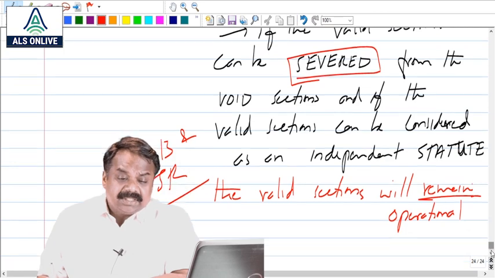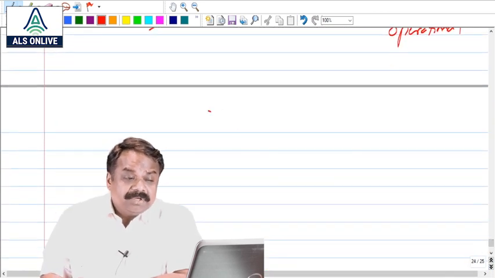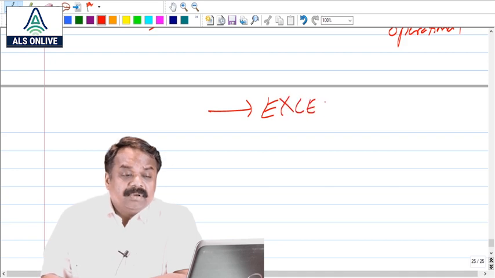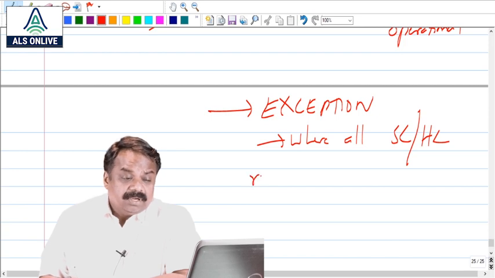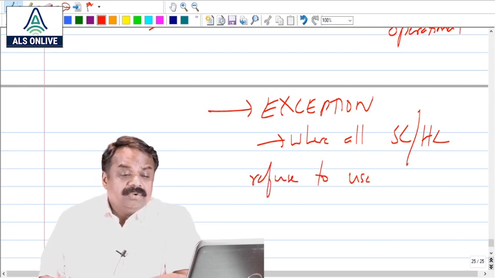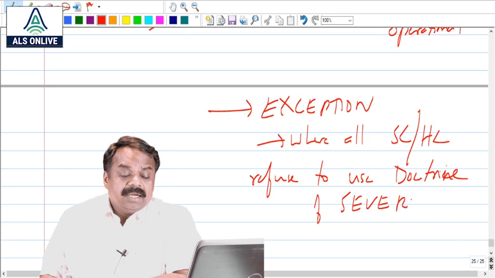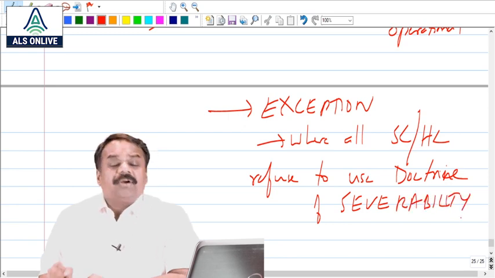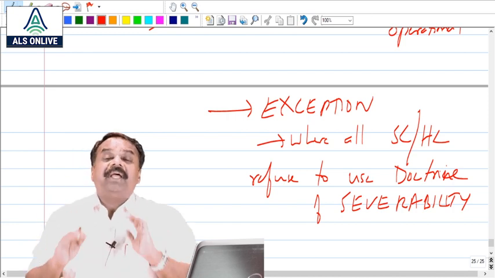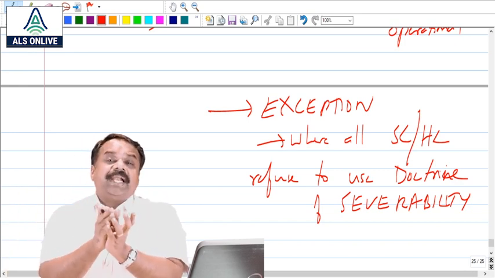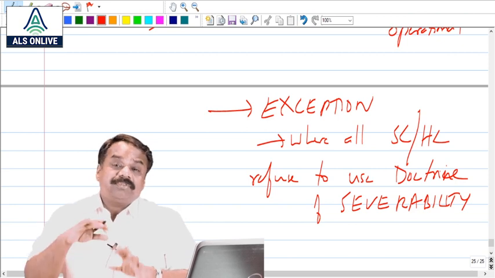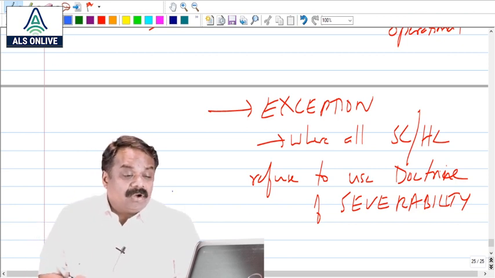Now, there are certain cases where the Supreme Court will not do this. I am just talking about the exception, where the Supreme Court or the high courts refuse to use the doctrine of severability. If the doctrine of severability is not used, that means the whole law will be declared invalid. In severability, the valid sections are separated from the invalid sections, and that much portion which is valid will be declared operational and valid. So, if the doctrine of severability is not used, then the whole law will be declared invalid.